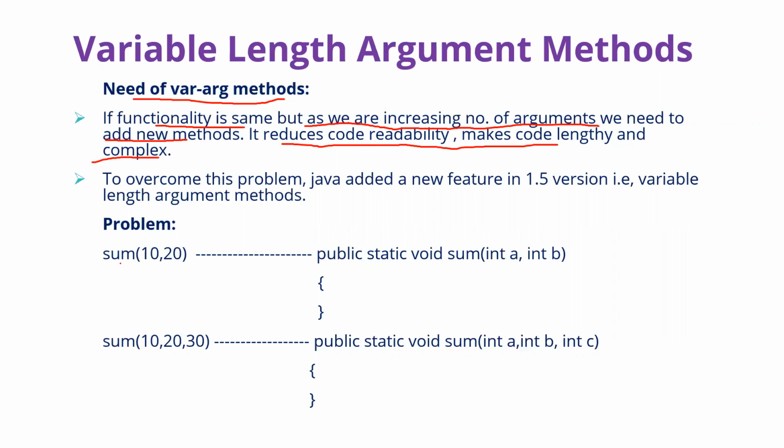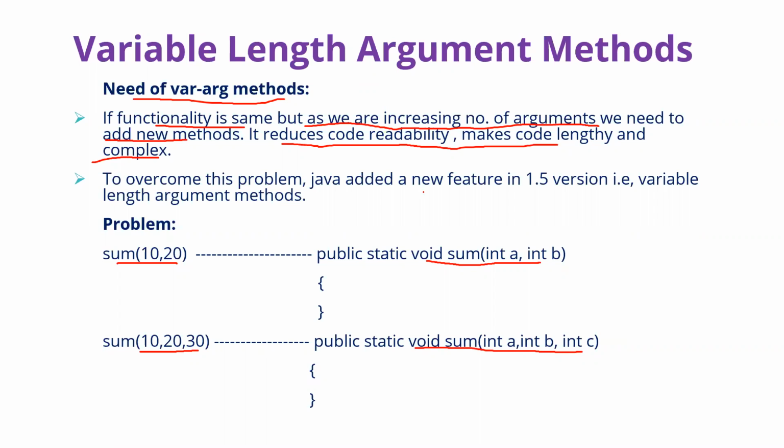Observe here, sum of two numbers. For that I wrote a function which accepts two parameters and does some logic. Sum of three numbers. This time I added one more argument. In that case, I should write one more method to accept three parameters, right? Whenever I change the argument list, for every change I need to add one more new method. If I do it like this, the code will become complex and I need to add more and more methods.